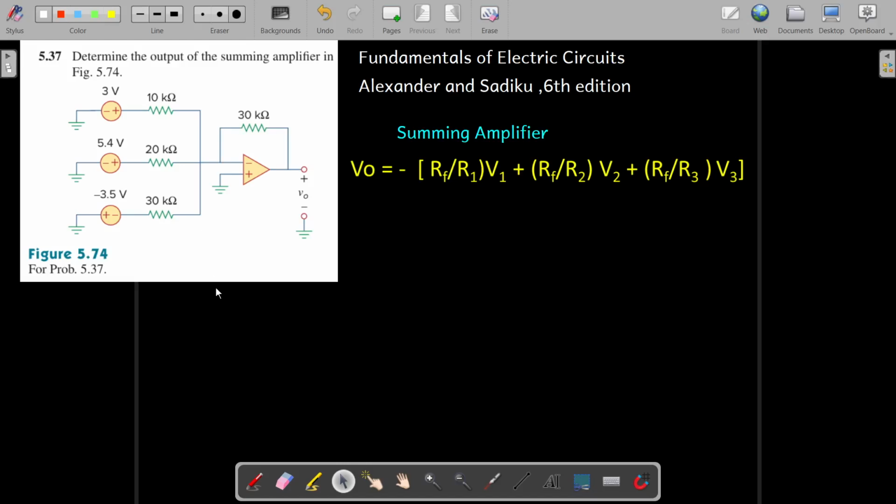Okay, let's solve this problem. This is problem number 5.37. So it's the summing amplifier. So we know the formula for this summing amplifier.